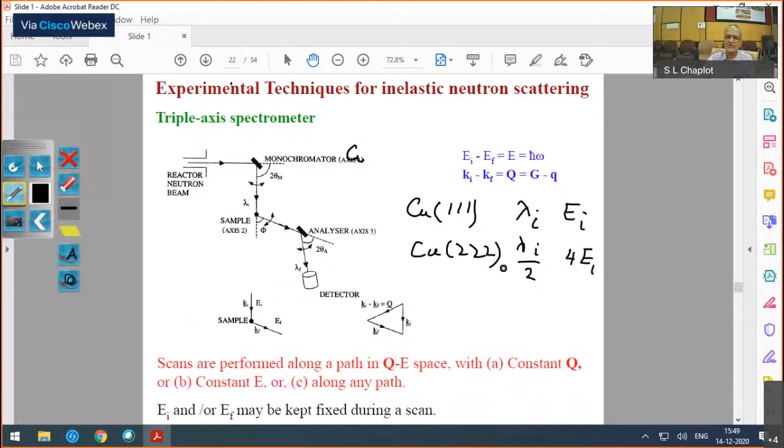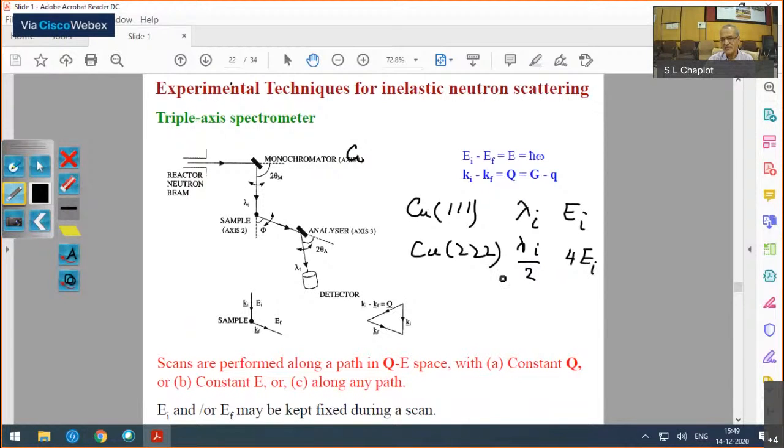Okay, so these are called higher order reflections from the same monochromator, and therefore when I'm doing the experiment, I have to be careful, or I have to be conscious about the fact that the neutrons which are incident on the sample are not only lambda I, but also lambda I by 2.